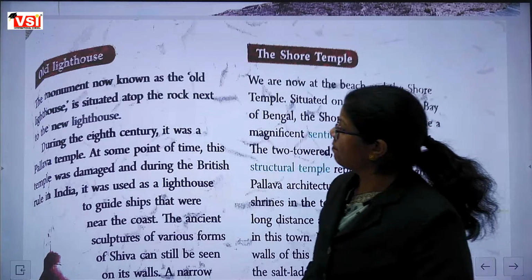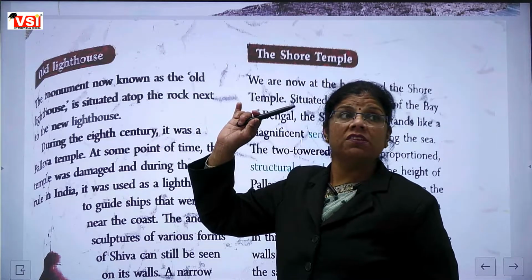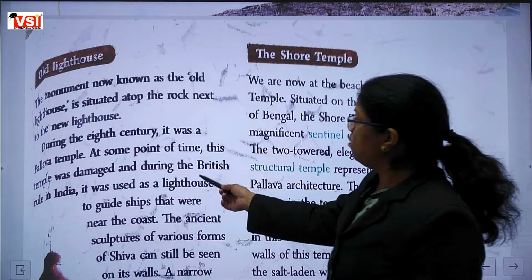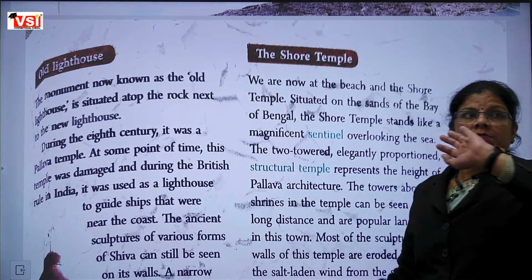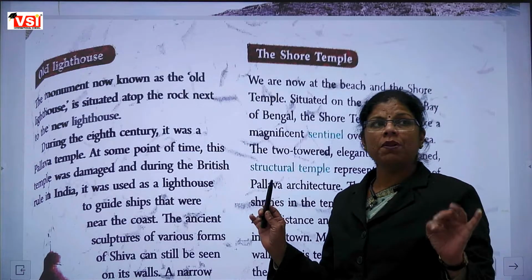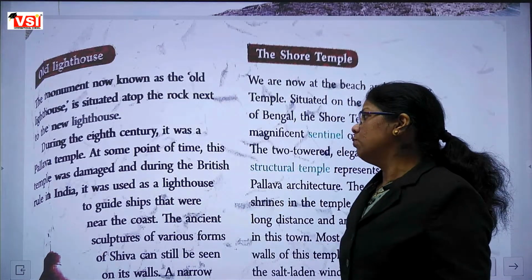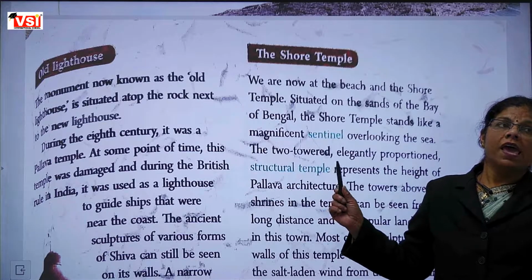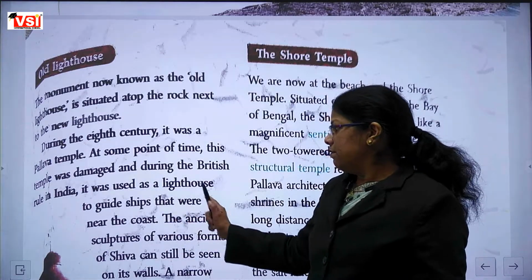Then during the 8th century, it was a Pallava temple. At some point of time, in ancient time, this temple was damaged. This temple was broken. And during the British rule in India, it was used as a lighthouse, as an old lighthouse, to guide ships that were near the coast.